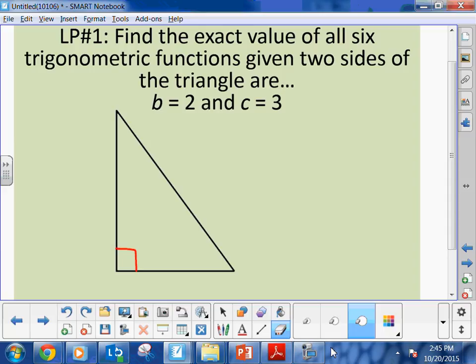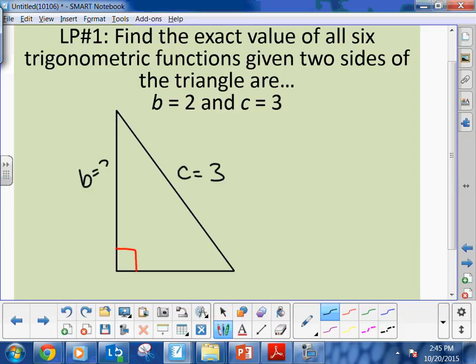Now, because we're missing one of the sides, we actually cannot yet come up with all 6 trig functions. We do have the hypotenuse, which is the c value. C is equal to 3, so that's lovely. B is equal to 2, but we need to find out A. A is the unknown, because when I deal with cosine, tangent, secant, and cotangent, it requires the use of the adjacent side. If I set this as my reference angle, theta, then the adjacent side is involved in 4 trig functions.